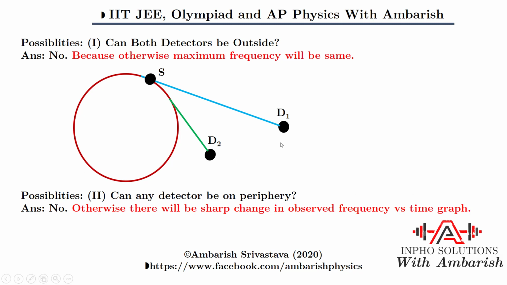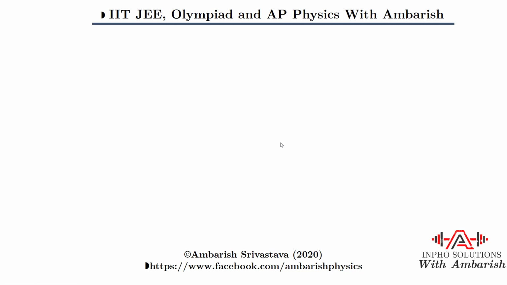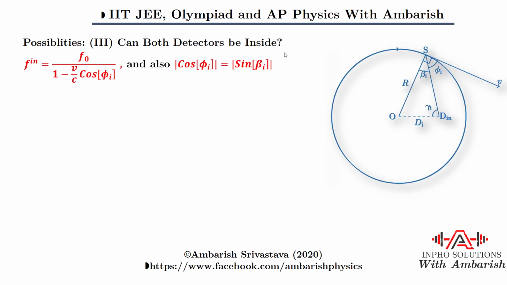All right. So what's the other possibility? Now let's see, can both the detectors be inside? Now this is very interesting. Please listen to this very carefully. How do we rule out this possibility, how can we say that both detectors cannot be inside? Now here we are doing some mathematics, so you need to concentrate to follow this carefully.